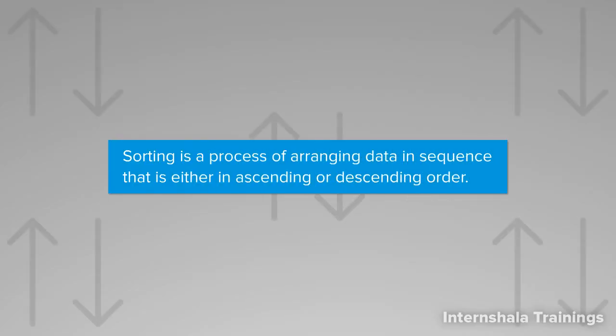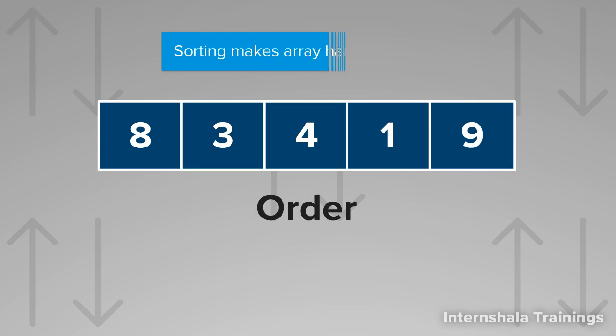Sorting is nothing but a process of arranging data in sequence, that is, either in ascending or descending order. Sorting is one of the most important techniques among array related algorithms. This is because we often need to arrange elements of an array in certain order to make our future handling easier.